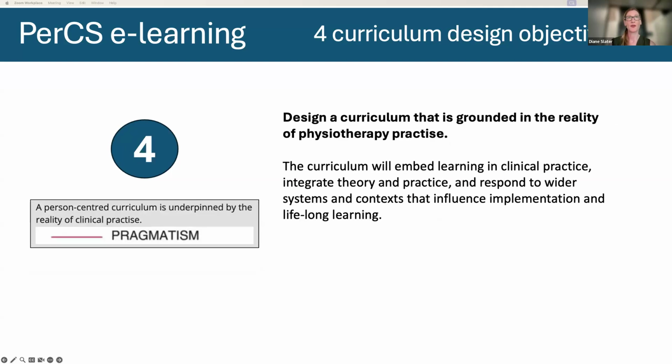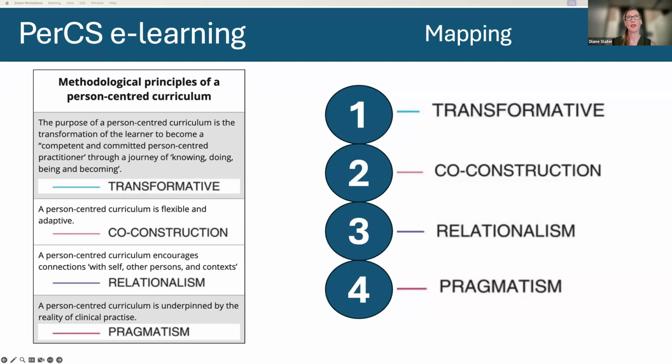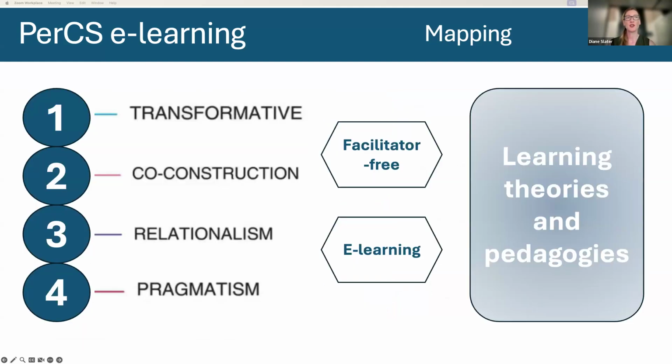And then the fourth one, we wanted to make sure that the curriculum was grounded in the reality of physiotherapy practice. So those 4 design objectives really helped us to make sure that the curriculum was going to be person-centered from the starting point. We then needed to map those dimensions further within the boundaries of the PERCS e-learning program. So the fact that it needed to be facilitator free and was going to be an e-learning experience.